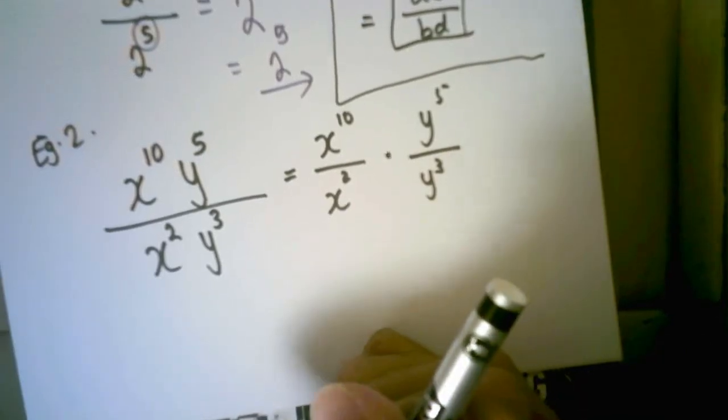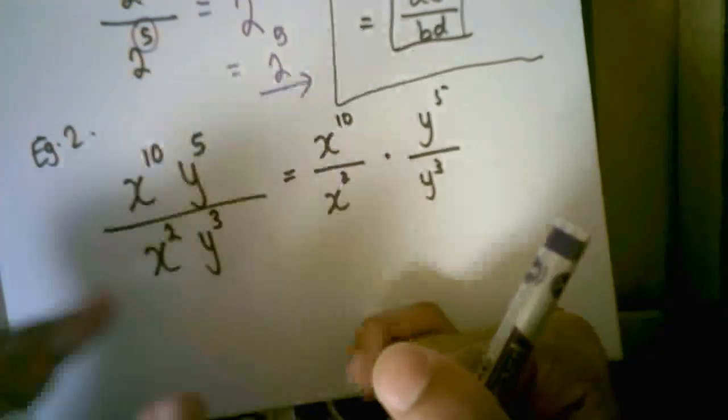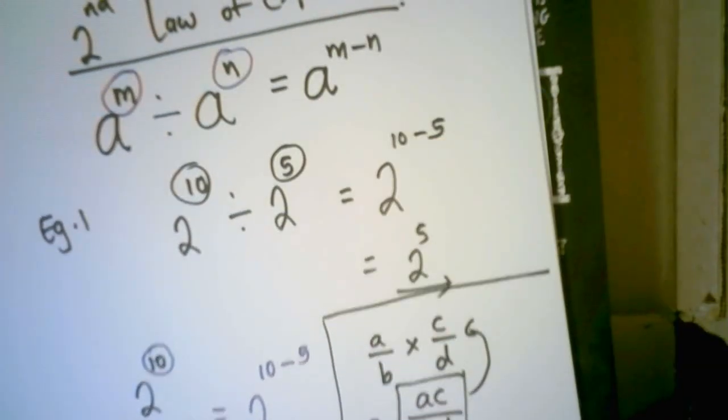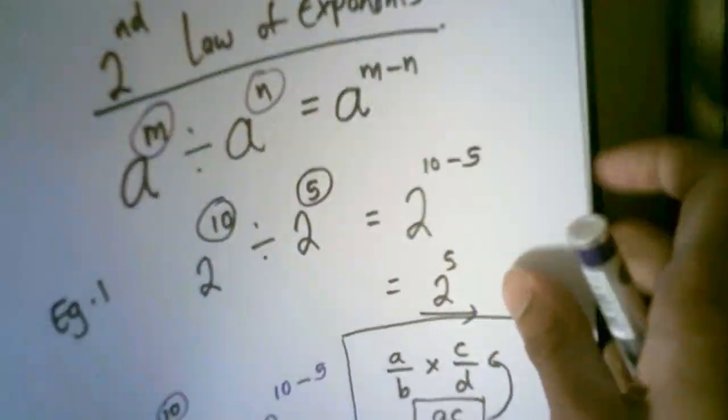So now we're going to look at each fraction, and we said a fraction is the exact same thing as division, and we just learned that the law states that when dividing and the bases are the same, we subtract the exponents. So that's what we're going to do in this case.